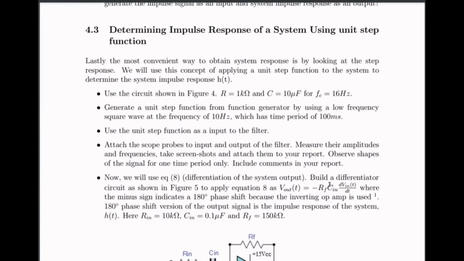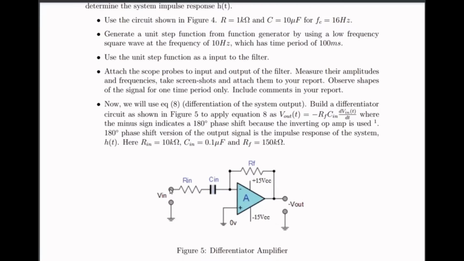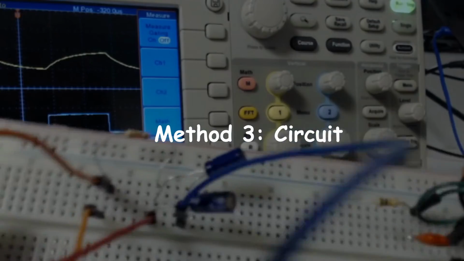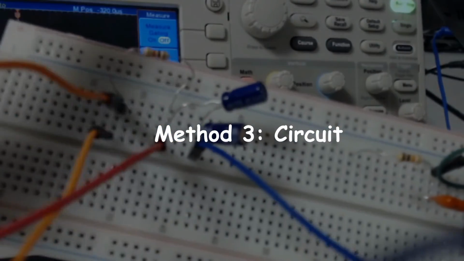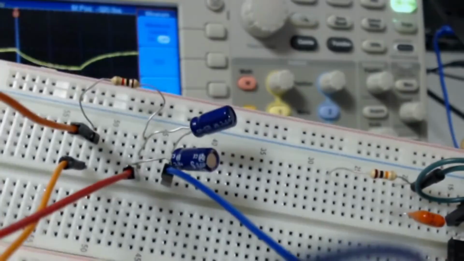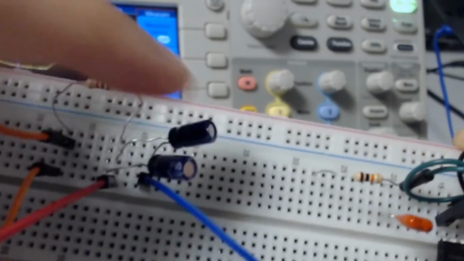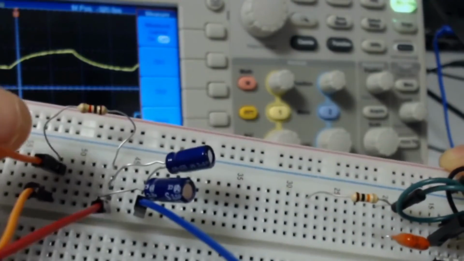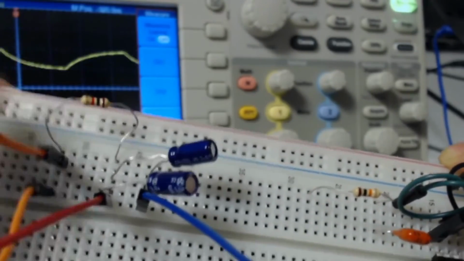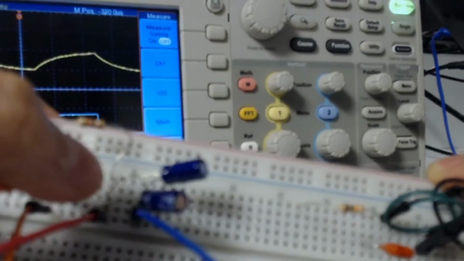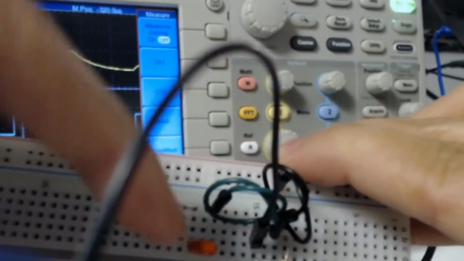So the procedure is you give the unit step function as an input signal, then you get the output from the system, and then you differentiate the output. The input here is the output of the system. So this is the RC circuit, R and C. I don't have 10 microfarad, so 5. This is the input unit step function. We will see what the output is first, and then give this output to our differentiator circuit.